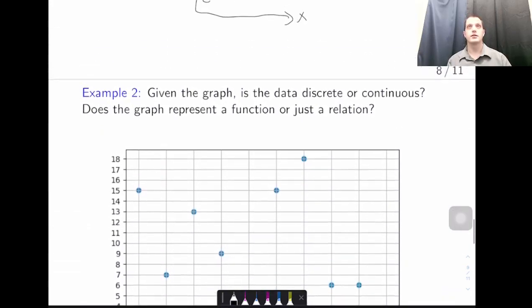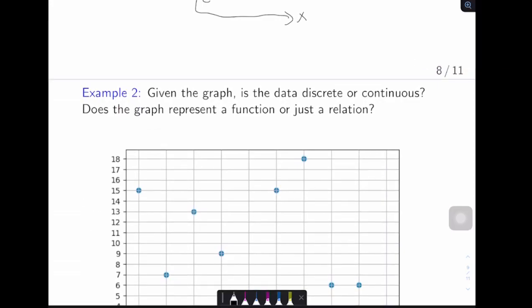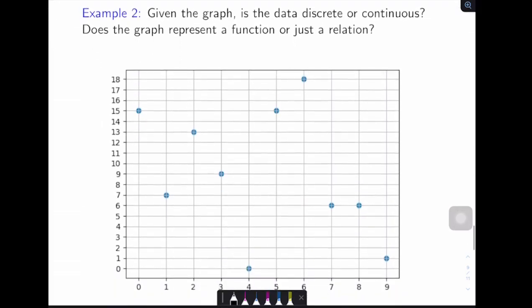So here, let's go ahead and read this first. My face is kind of in the way. Actually, I can make my face disappear for a second here. There we go. So given the graph, is the data discrete or continuous? Does the graph represent a function or just a relation?